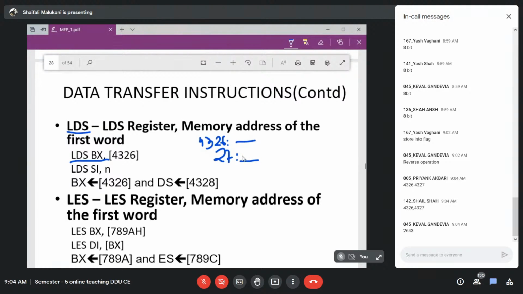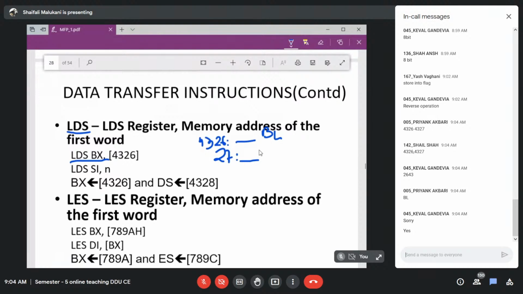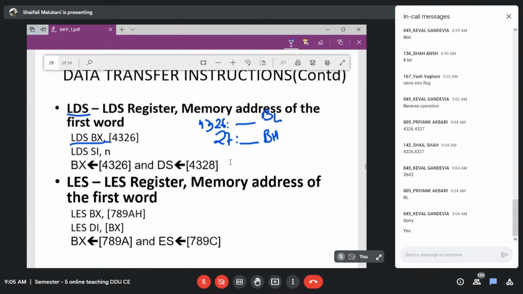What is 43? Yes, it is BL. This will be in BL and this will be in BH. It is 4326. Okay, you have written it in the reverse way. I understood. I just was worried that you were not clear. That is okay. 4326 and 27.